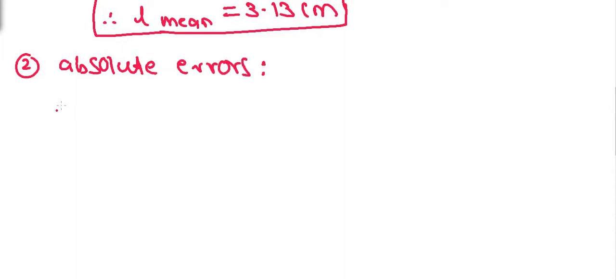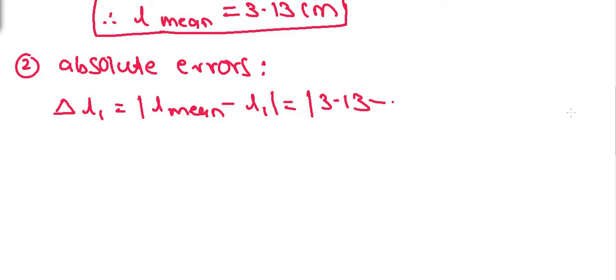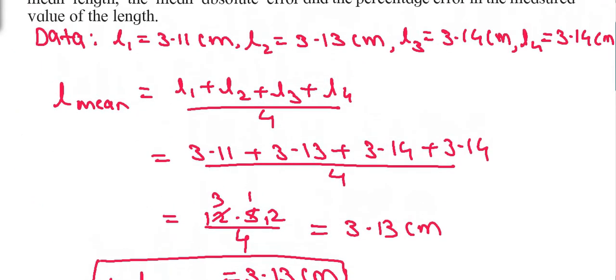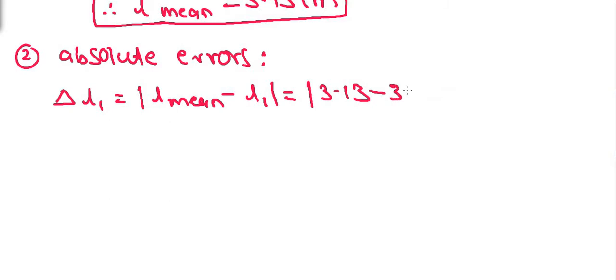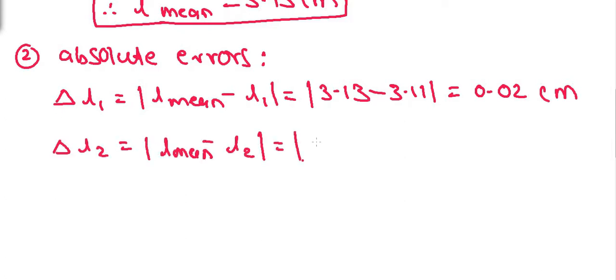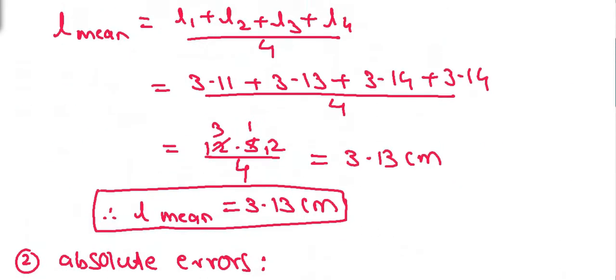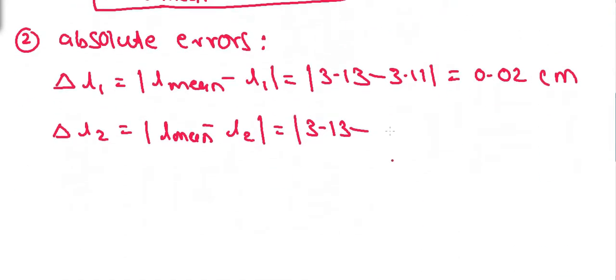So absolute errors are, first is delta L1, that is equal to mod of L mean minus L1, that is equal to 3.13 minus L1. L1 is 3.11, that is equal to 0.02 centimeter. Delta L2 equal to L mean minus L2, that is equal to 3.13 minus L2. L2 is 3.13. So there is zero error in the second reading.